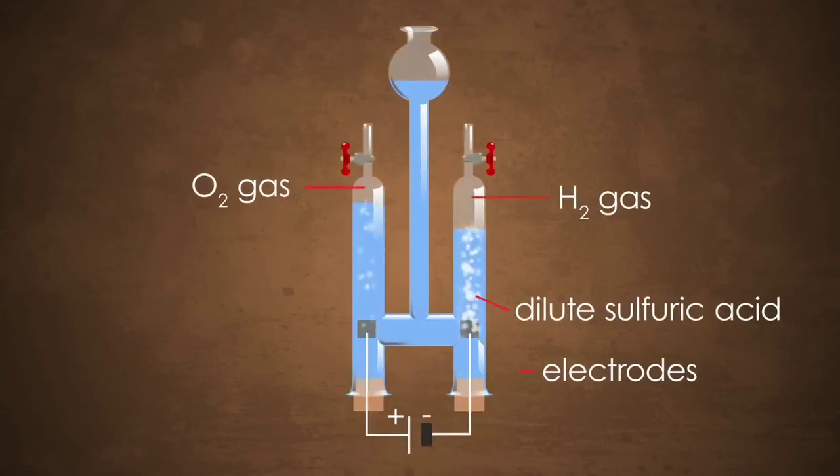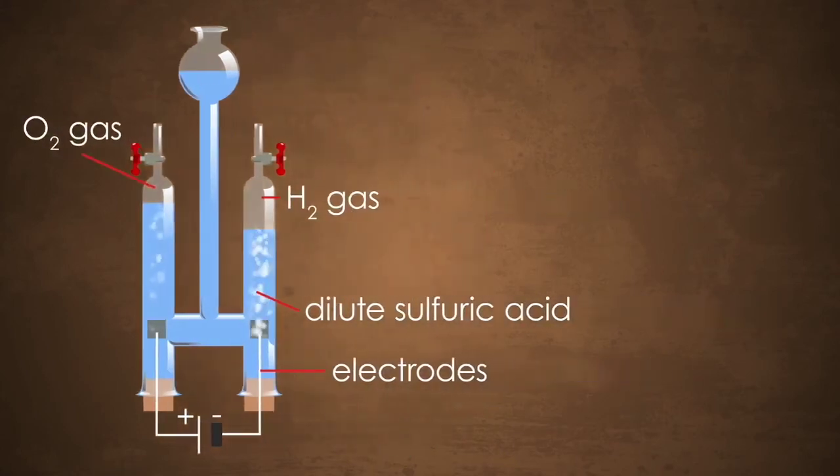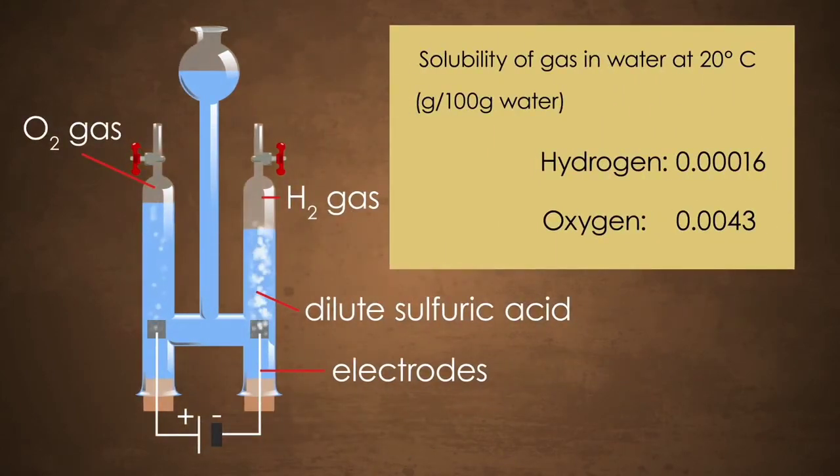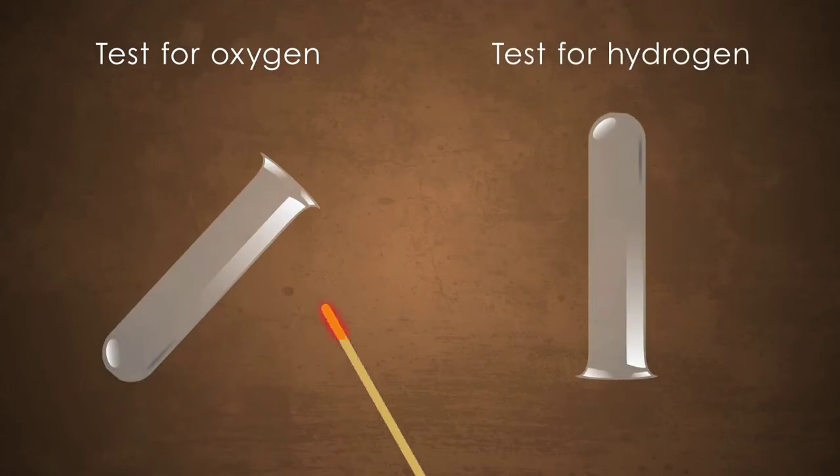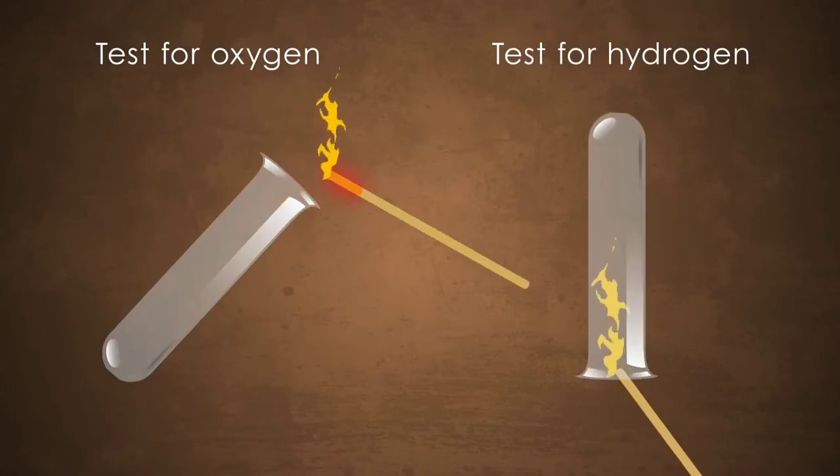If we use a Hofmann voltameter, we can collect the gases made by each electrode. The gases are made in a ratio of 2:1, but the initial solubility of oxygen in the water sometimes masks this. Testing each gas is the usual way we'll confirm their identity. Let us look closely at what's happening.